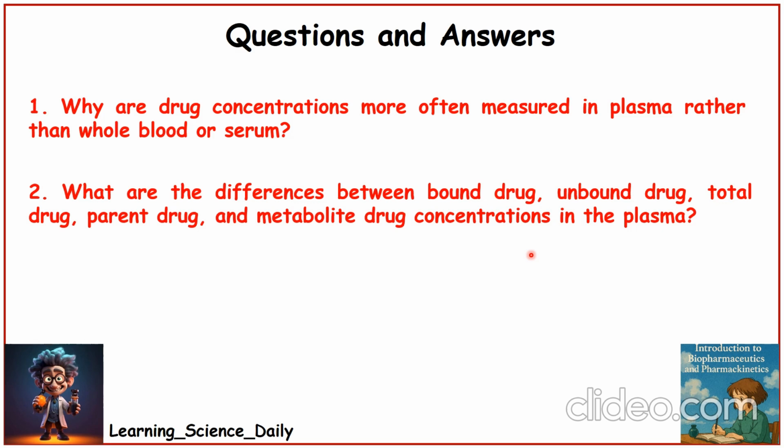The total drug concentration is the sum of both bound and unbound drug concentrations in plasma. The parent drug concentration is the original form of the drug as it was administered before the body breaks it down. And metabolite drug concentration is the substances formed when the parent drug is chemically changed or metabolized by the body, which may be active or inactive.